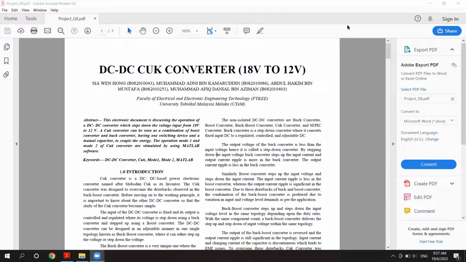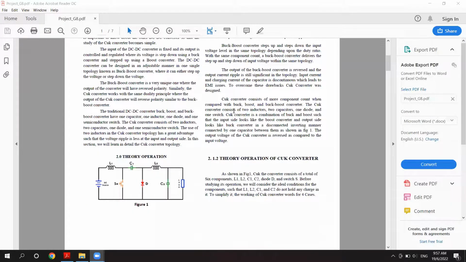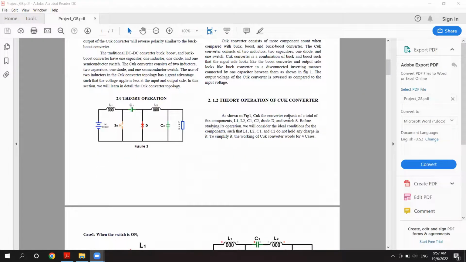Assalamualaikum warahmatullahi wabarakatuh. My name is Muhammad Adeni bin Kamaruddin. My matric number is B08201086. Today I'm going to talk about the DC-DC choke converter. I'm going to explain the theory of operation of the choke converter, theoretically how the choke converter works.